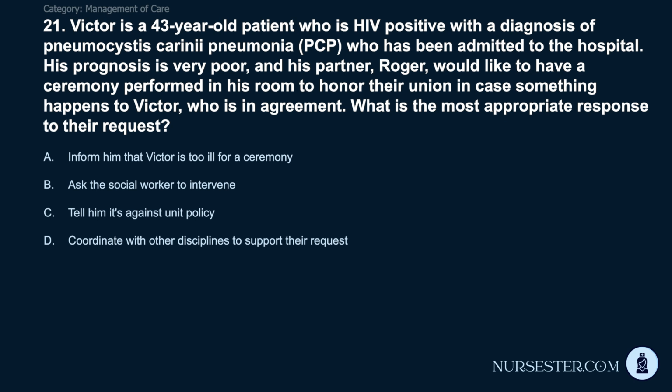A. Inform him that Victor is too ill for a ceremony. B. Ask the social worker to intervene. C. Tell him it's against unit policy. D. Coordinate with other disciplines to support their request. Correct answer, D. Coordinate with other disciplines to support their request.